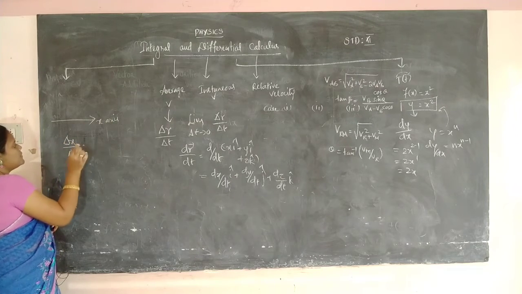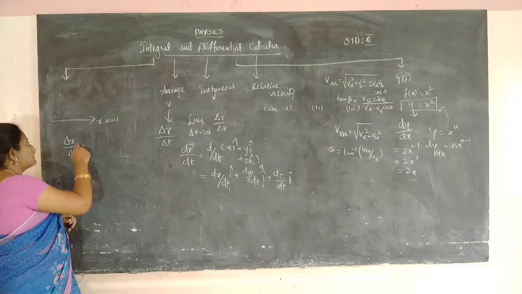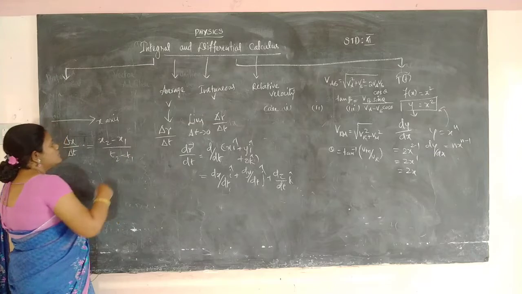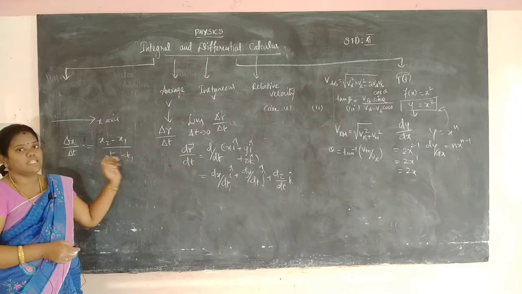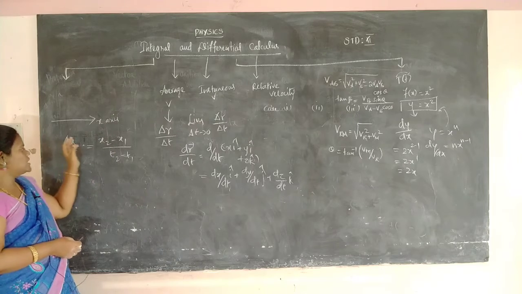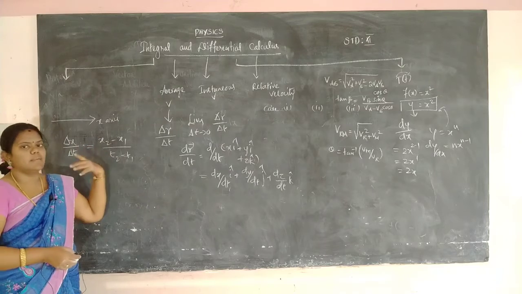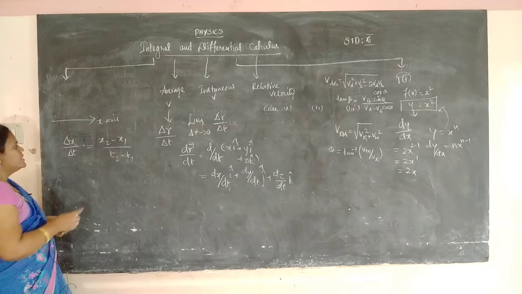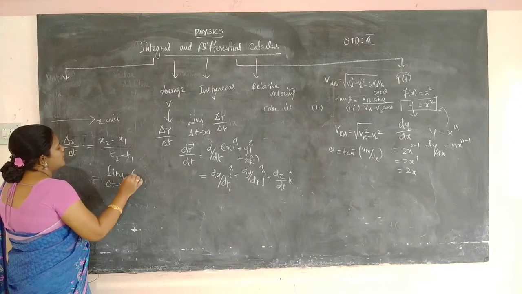What's the meaning of del x by del t? The object in the x-axis changes its position with time. So del x by del t means x2 minus x1 by t2 minus t1. The object moves from the first position to the second position, and the time is the second time minus the first time. So x2 minus x1 by t2 minus t1. This is the change in distance in the x-axis with time. So distance by time tells the velocity. That is the average velocity. What's the meaning of instantaneous velocity? I just mention the limit of del t tends to 0 and del x by del t.